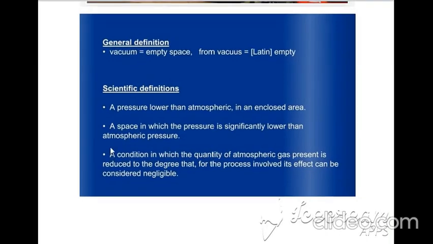According to the second definition, a space in which the pressure is significantly lower than atmospheric pressure. So it has the same concept we have discussed already, that vacuum pressure is always lower than atmospheric pressure. According to the third definition, a condition in which the quantity of atmospheric gas present is reduced. It means that we reduce the gas pressure with the help of equipment like a vacuum pump, until its effect becomes negligible.